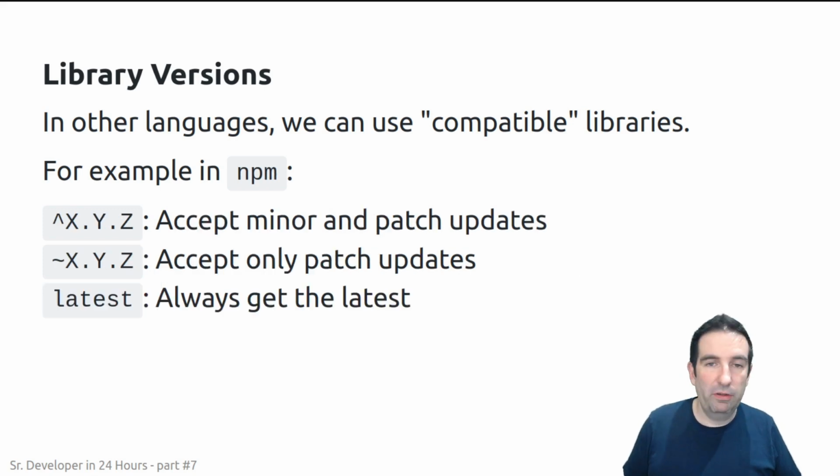If we're using something like npm in the Node ecosystem, we can use the caret to accept minor and patch updates, or we can use the tilde to accept only patch updates. And we can also use latest, which is going to get us the latest and greatest, for better or worse.